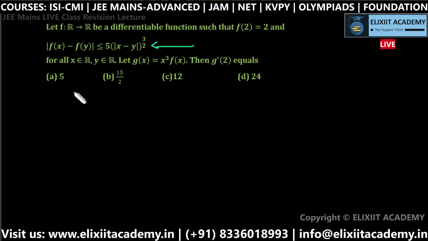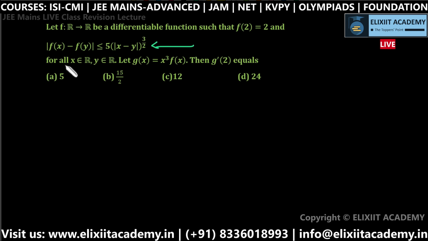So this is mod of f(x) minus f(y) less than or equal to 5 into mod of x minus y, whole to the power 3 by 2, for all x belongs to R and y belongs to R. And g(x) is also defined to be x cube into f(x). You're asked to find what is g prime 2.